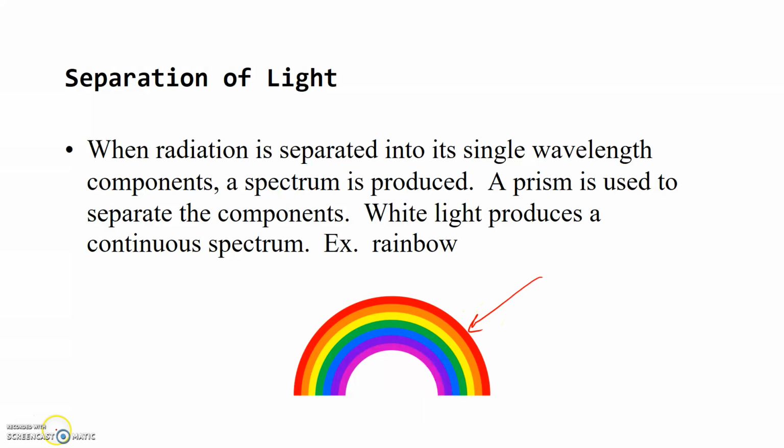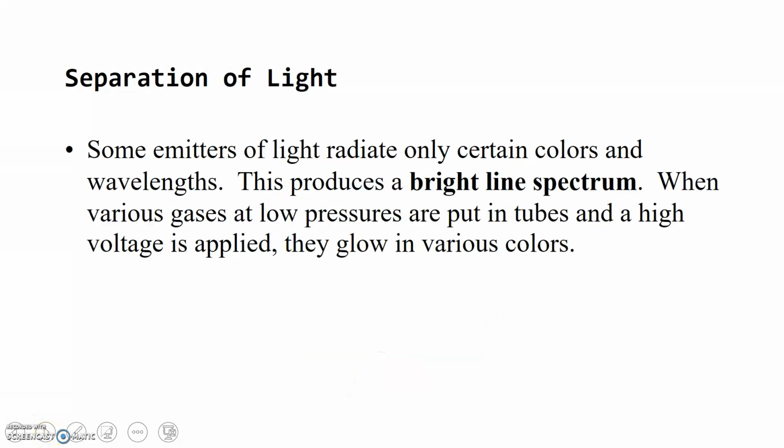Not all light does this, though. Some emitters of light radiate only certain colors and wavelengths. This produces a bright line spectrum. When various gases, you can use pure gases like neon or nitrogen or hydrogen, at low pressures are put into glass tubes and a voltage is applied through that gas, they glow with a significant signature of colors.